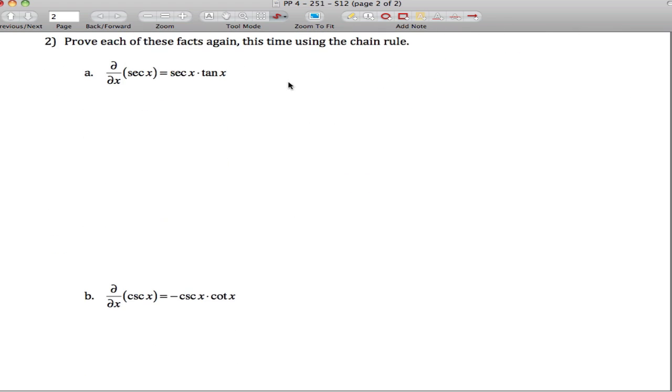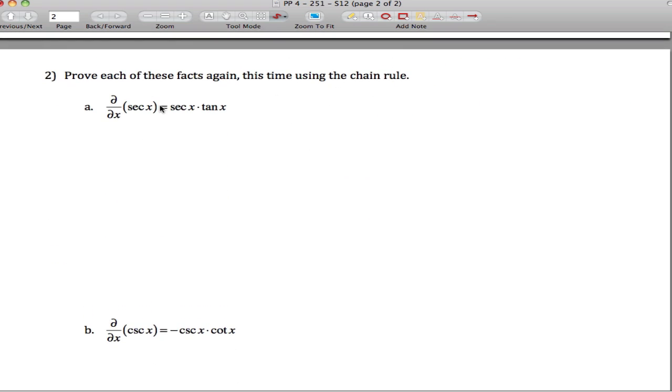Part 2, do these exact same things but now use the chain rule. Okay, the good news is the chain rule is a little bit quicker. Chain rule, I'm trying to take the derivative of secant, but I recognize that secant is 1 over cosine, which I could write as cosine of x raised up to the negative 1 power. And then my outside function is this negative 1.